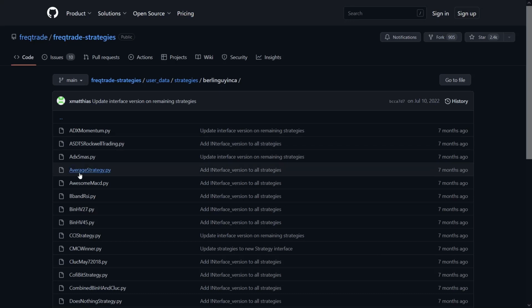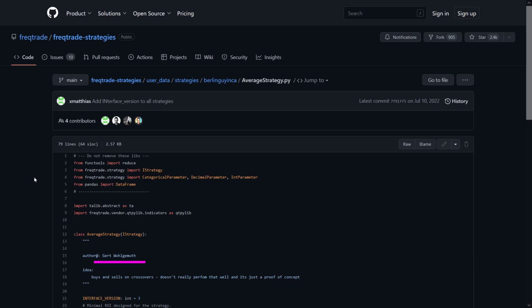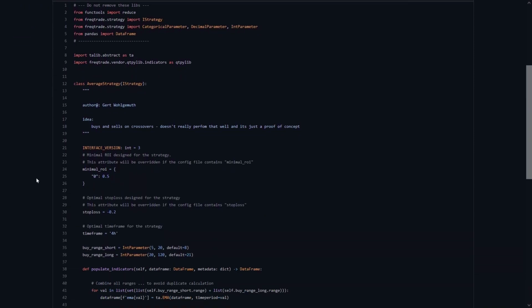And this time I will test the average strategy, which is created by Gert Wilgemuth. It is a very simple strategy that only makes use of two exponential moving averages. The author mentioned in the comments that it's just a proof of concept and really does not perform well, but we will see about that.